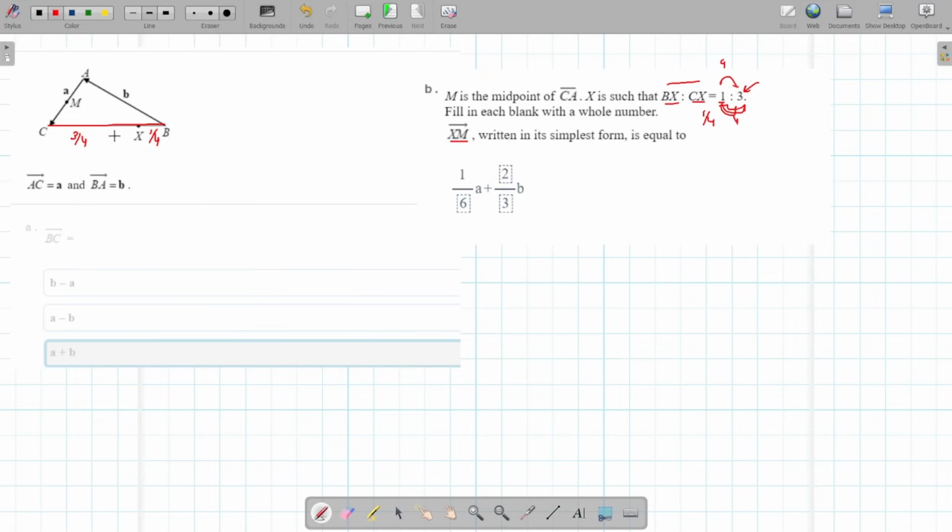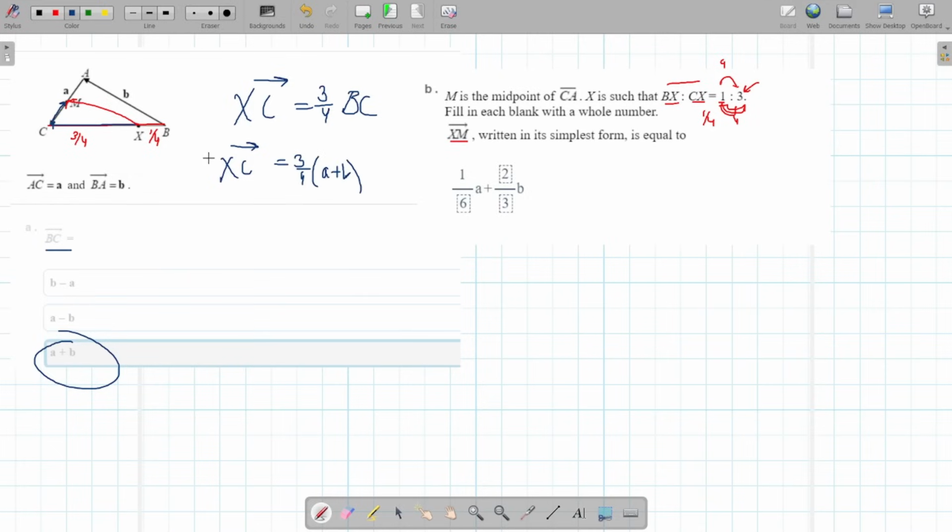After this you can solve XM. XM is this segment. What's the alternative path to XM? You go down to XC and then CA. This is a bit tricky. XC, we said, is equal to 3 over 4 BC, right? And BC, we found in part A, is A plus B. So XC is 3 over 4 (A plus B). How about CA? CA is half of this segment CA. And CA is minus A, because AC is A, CA is the opposite, so minus A.